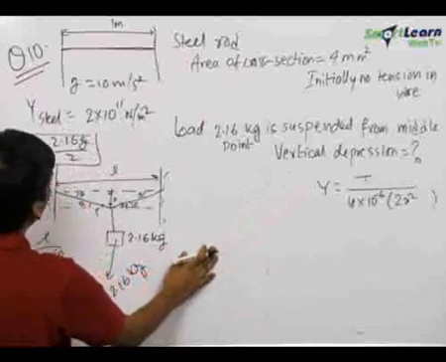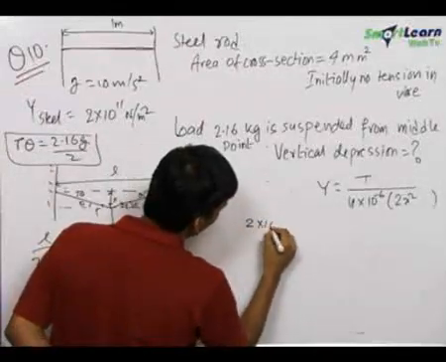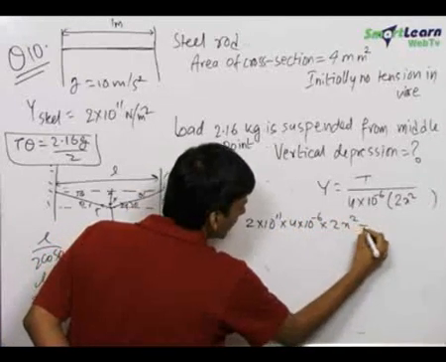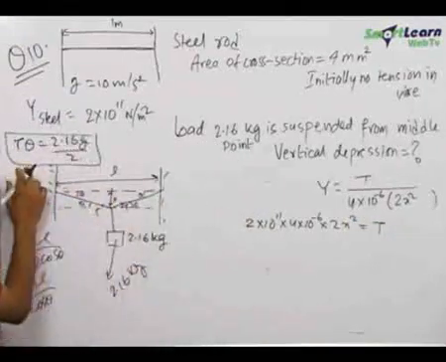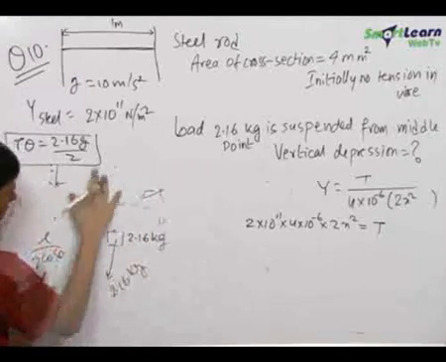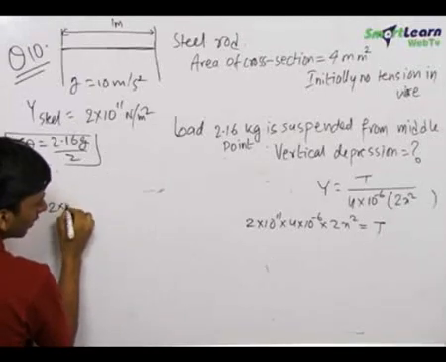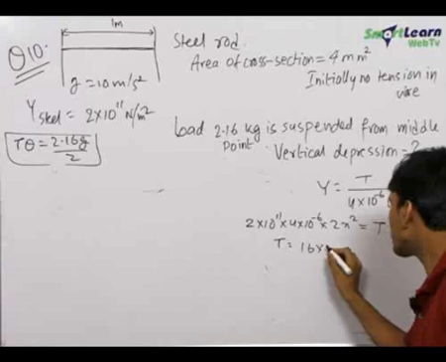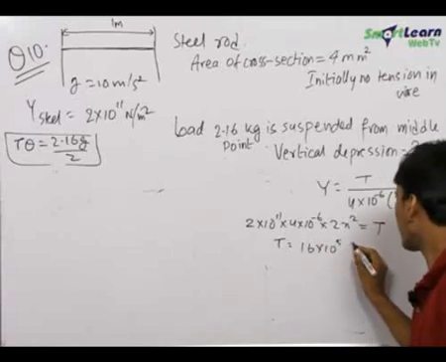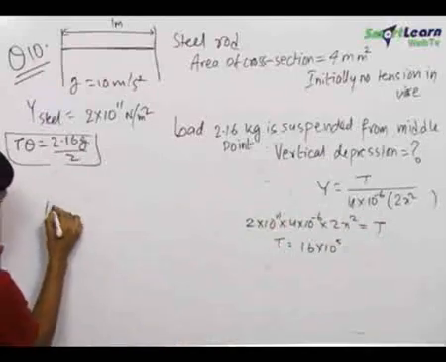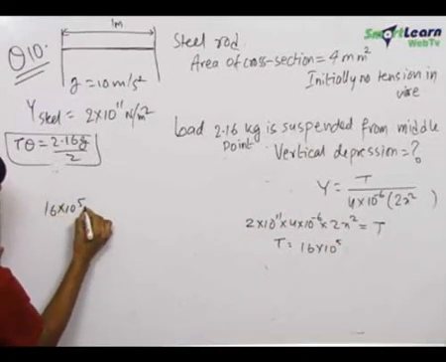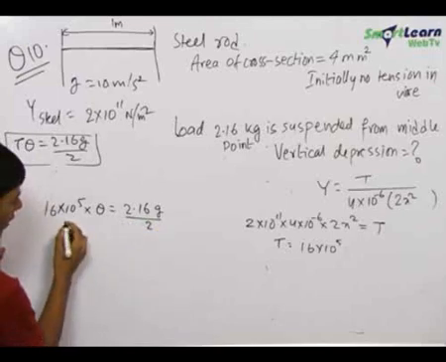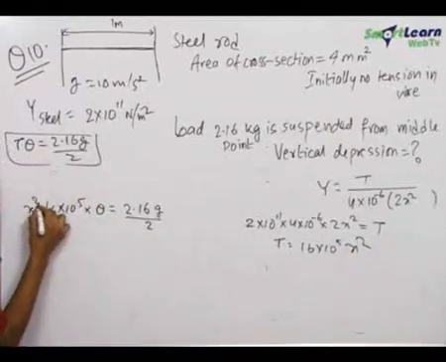The value of Young's modulus is given to be 2 into 10 raised to 11. So 2 into 10 raised to 11 into 4 into 10 raised to minus 6 into 2 into x square is equal to the value of T. Let us solve it a bit over here itself. T is equal to 16 into 10 raised to the power 5 into x square. Therefore, 16 into 10 raised to the power 5 into x square into theta is equal to 2.16 g upon 2.